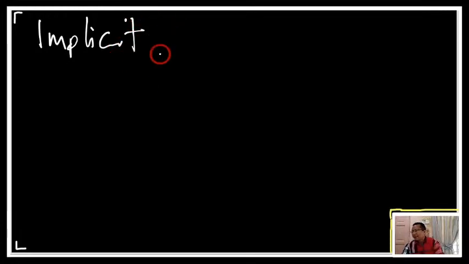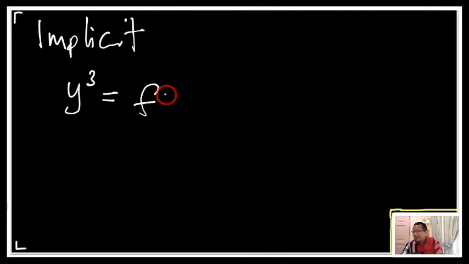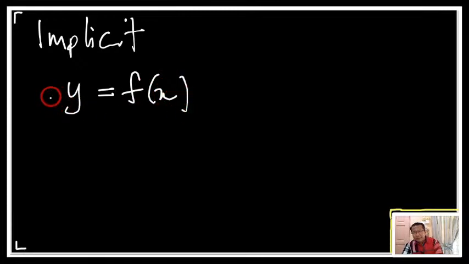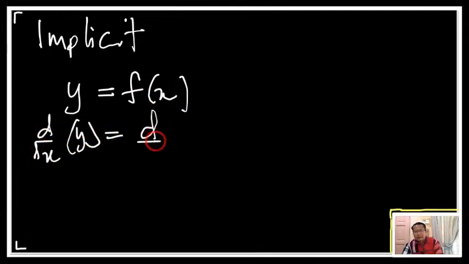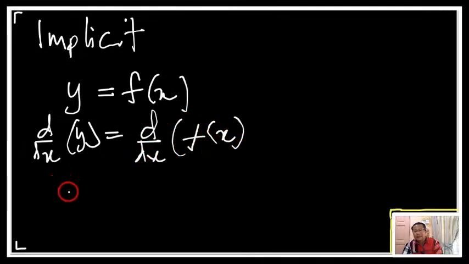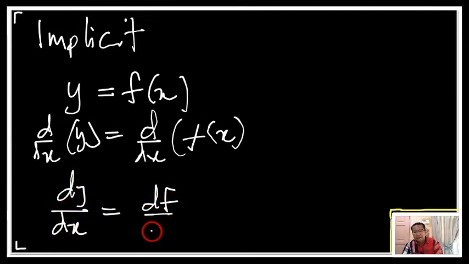Implicit differentiation. Let's say you have y equal to f(x). So if you find the derivative of y, you need to find the derivative of f. So d/dx y is equal to d/dx f(x). Or you can just write dy/dx equal to df/dx. Very easy, right?